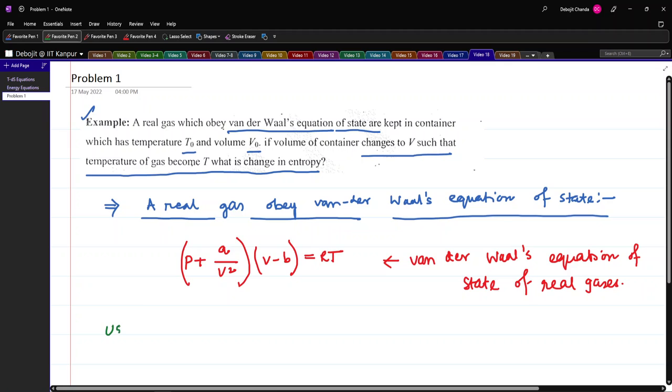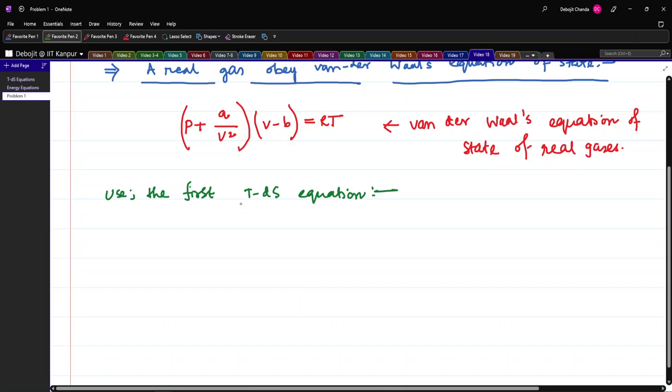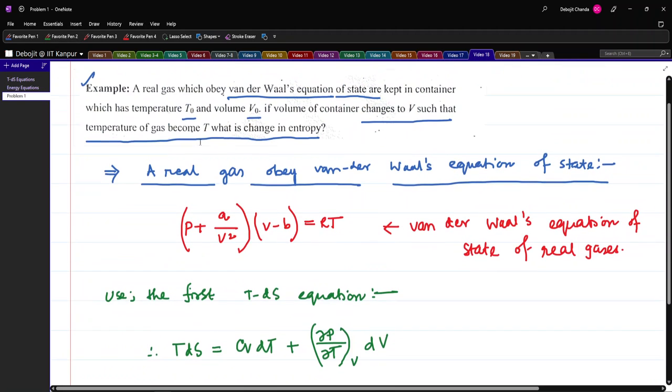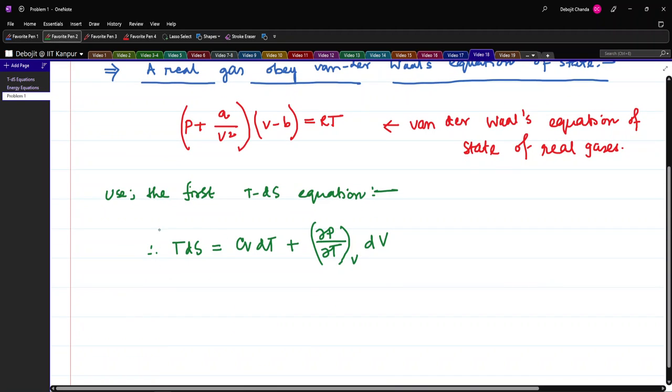So we can use the first TdS equation, which states that TdS is equal to Cv dT plus (∂P/∂T) at constant volume times dV. Now we can see that both terms appearing are evaluated at constant volume, but this formula does not restrict us in any way to use this for this problem, because the total entropy change that you are going to calculate from integrating dS is not restricted by these assumptions.